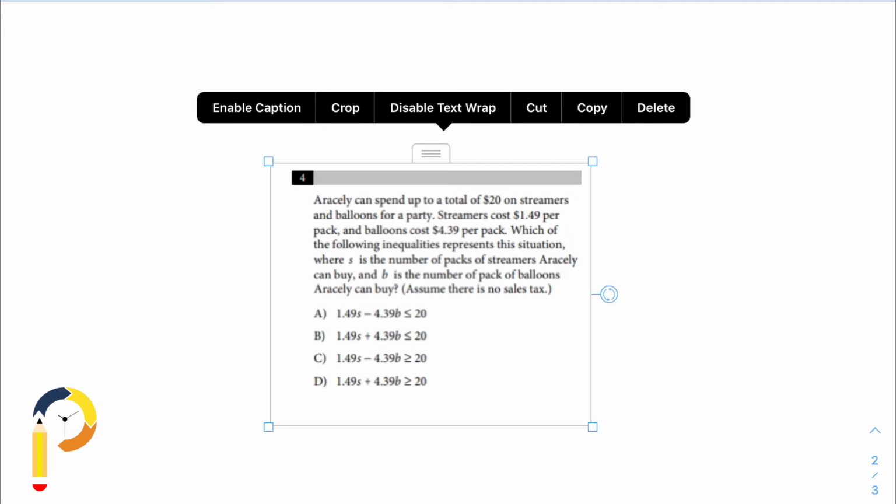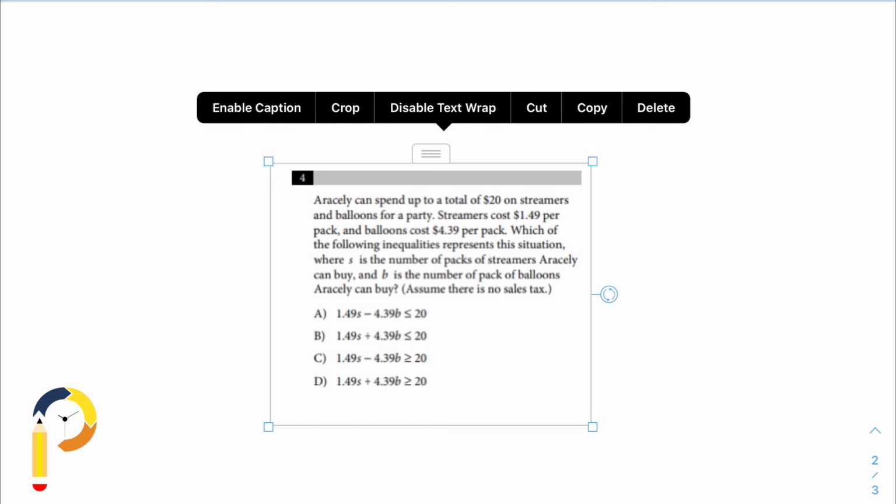Arkley can spend up to a total of $20 on streamers and balloons for a party. Streamers cost 1.49 per pack and the balloons cost 4.39 per pack. Which of the following inequalities represent this situation, where x is the number of packs of streamers Arkley can buy and b is the number of packs of balloons Arkley can buy? Okay, and this is also given, assume there is no sales tax, right?